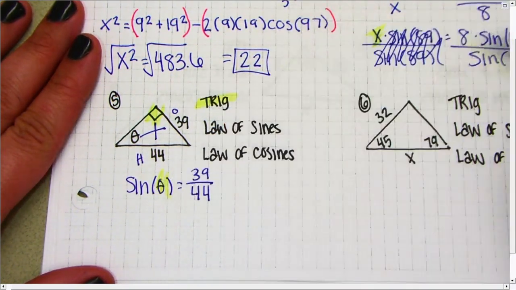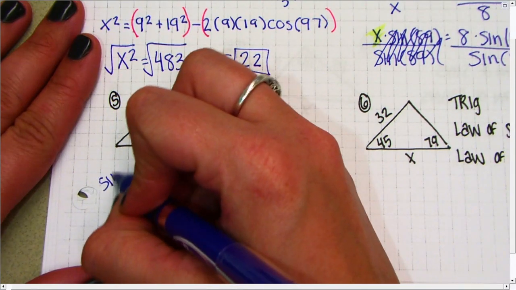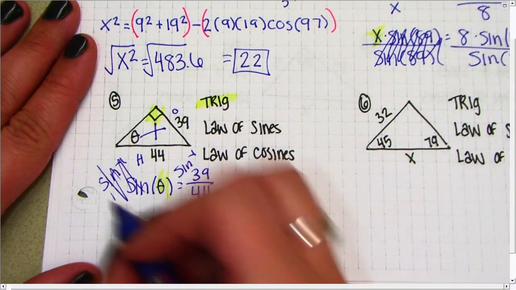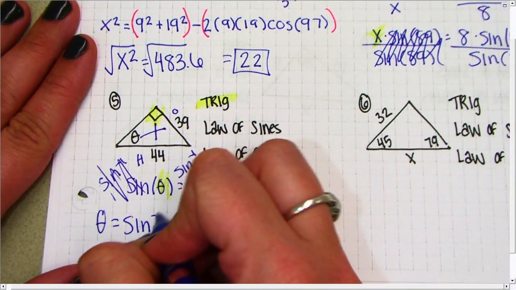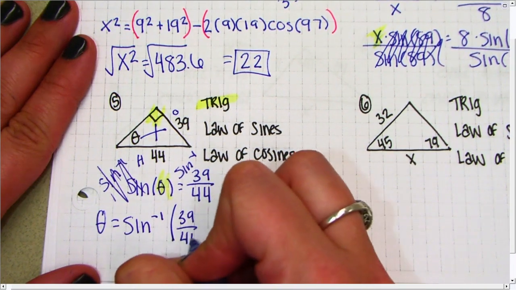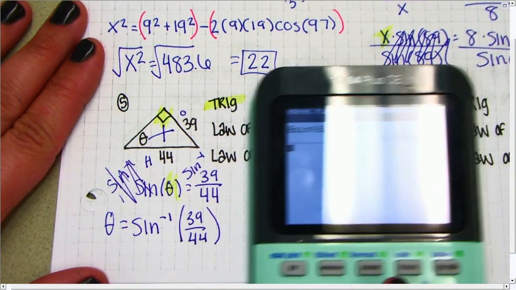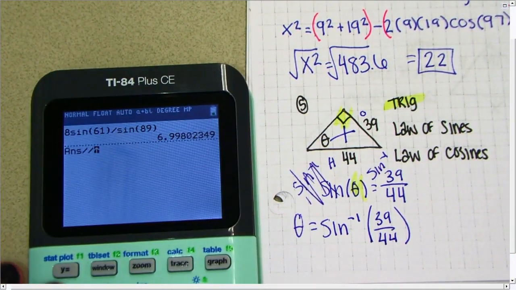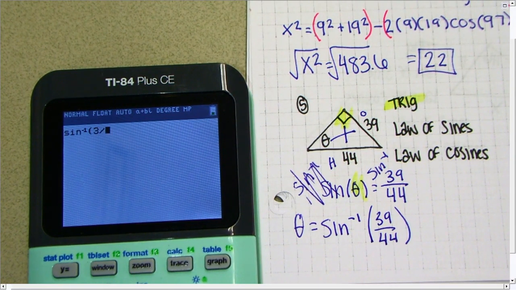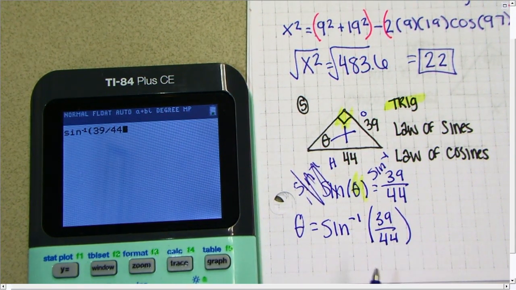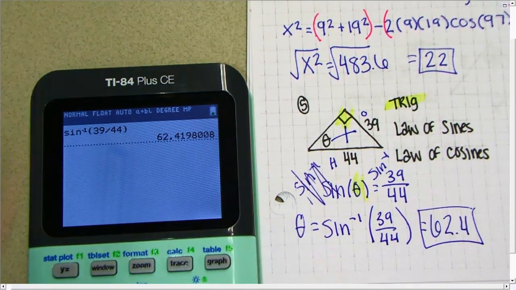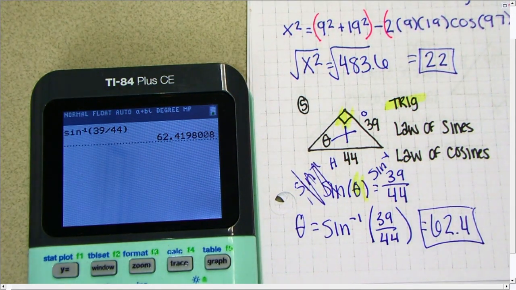Now in this problem, theta is my unknown, so I have to do the sine to the negative 1, the inverse, to get them to cancel. So theta is going to end up equaling sine to the negative 1 of this fraction, 39 over 44. So in my calculator, I keep forgetting, but there's horrible glare. Second sine, 39 divided by 44. Close parentheses, rounding to the nearest tenth, I get 62.4. You remember, the negative 1 is only used when I am solving for an angle.